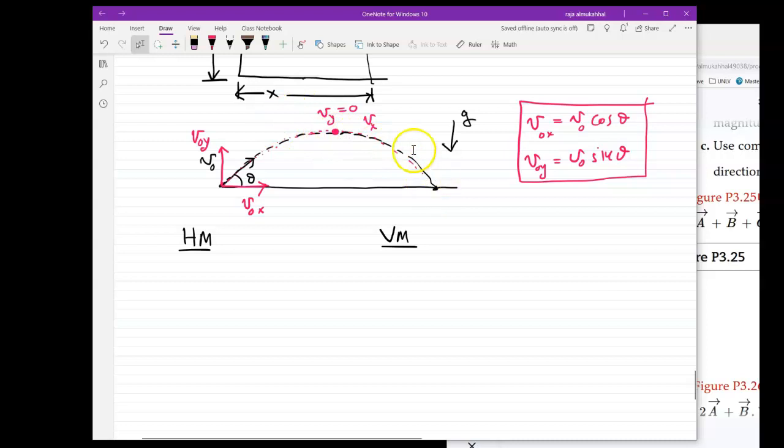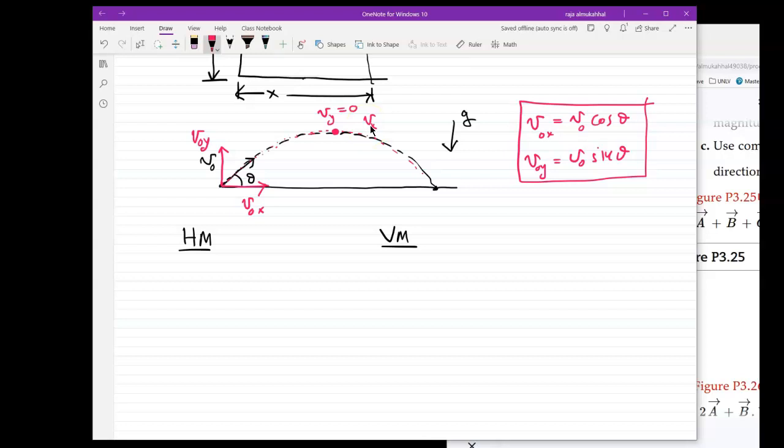You got that? See, if both of them are zero, what's going to happen to it? It's going to plummet like that. Bam, like this. It's just going to go and hit the ground like this. But that's not what's happening. You see what I'm saying? So, here, Vy is zero, but V naught x is not zero, and that's why it continues on.